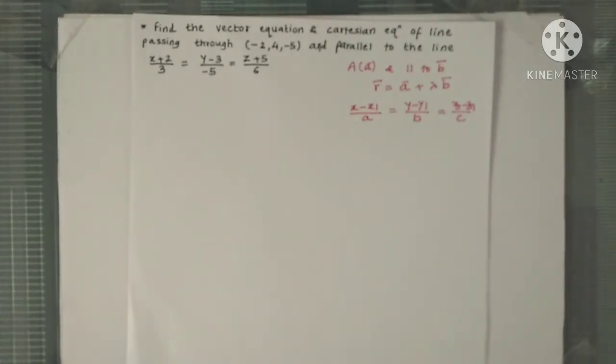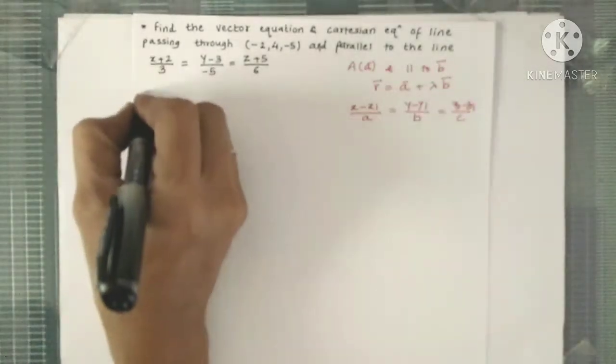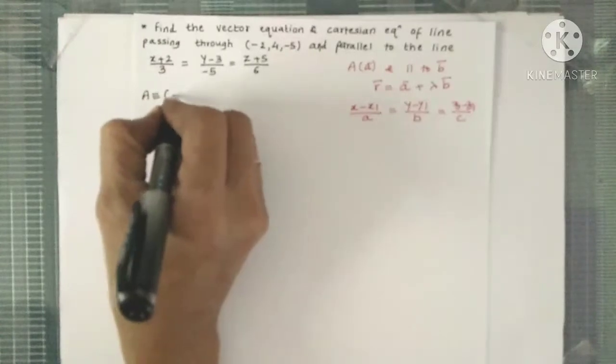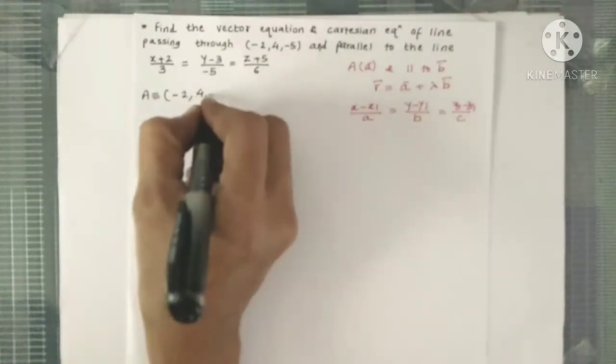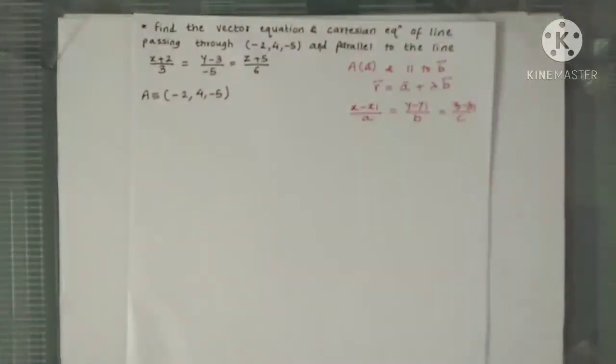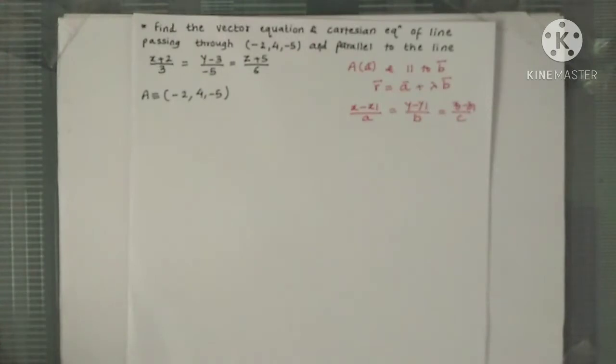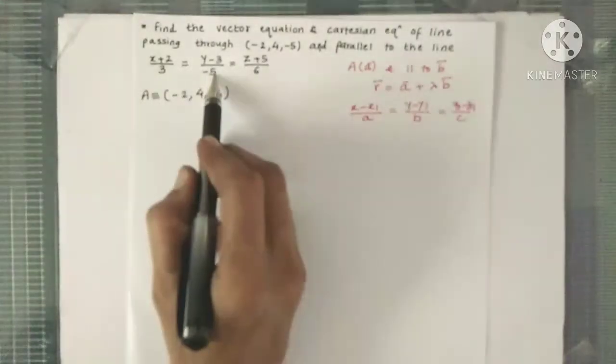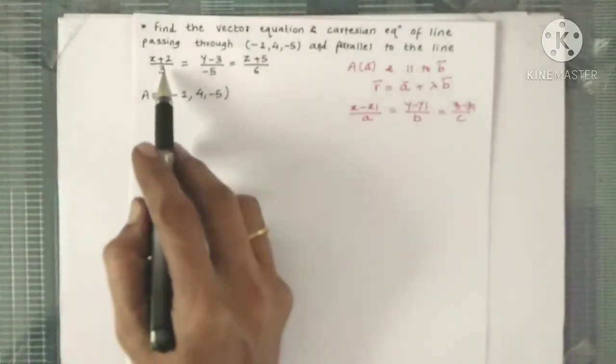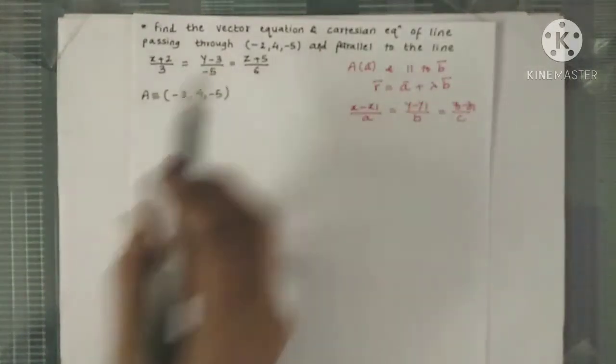So what is given is a point on the line, -2, 4, -5. So it is point A. So point A is (-2, 4, -5). And we have to find out B bar and then we have to use this equation. It is given that the line is parallel to this line. So if two lines are parallel, their direction ratios are proportional. So one of the sets of direction ratios is 3, -5, 6. So direction ratios of this line are 3, -5, 6.